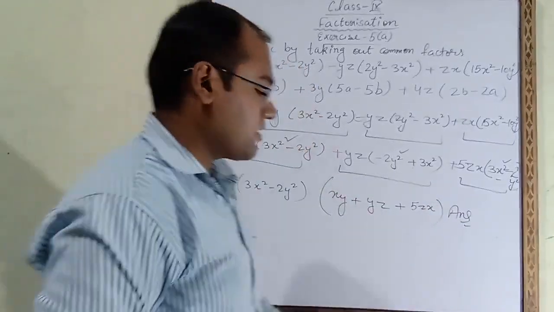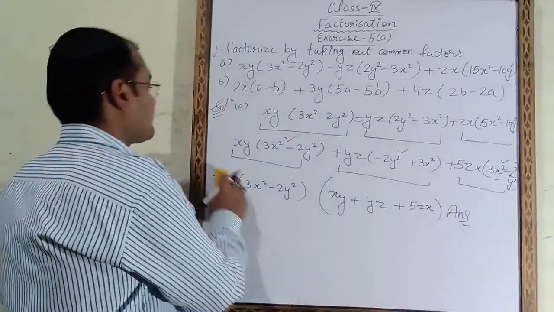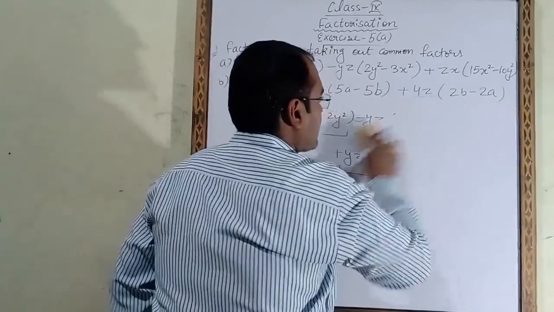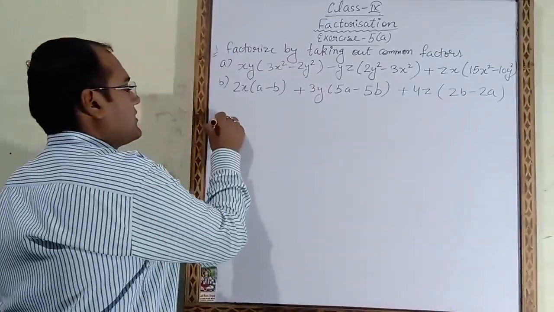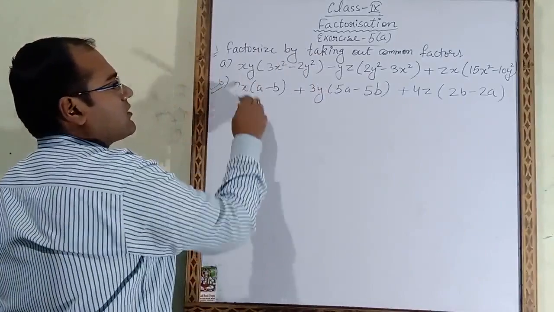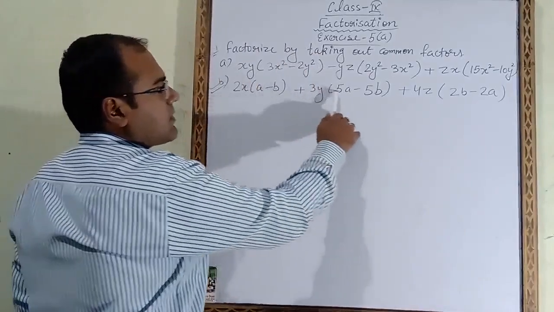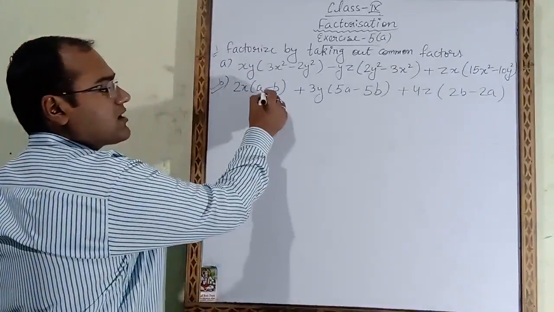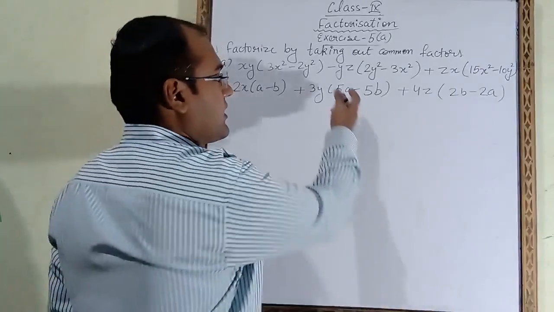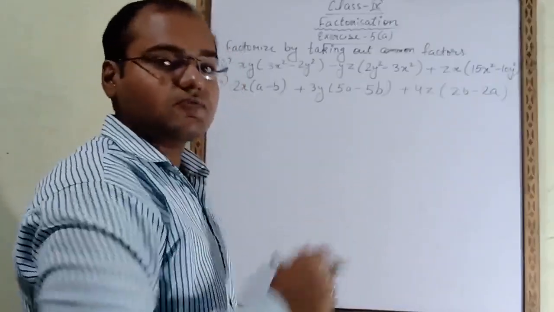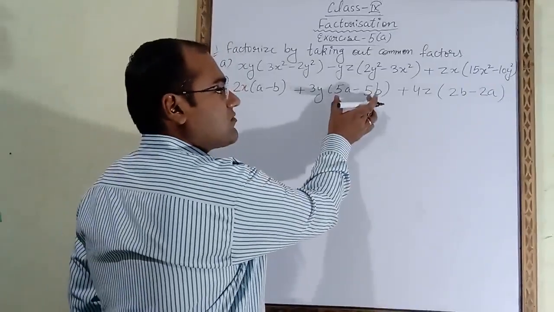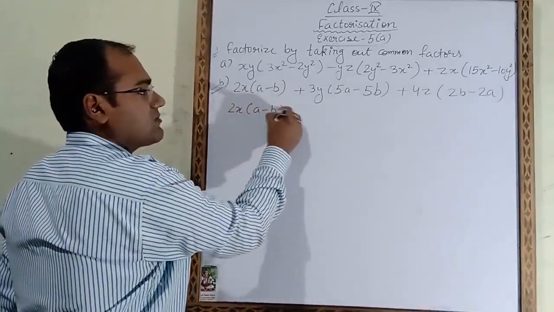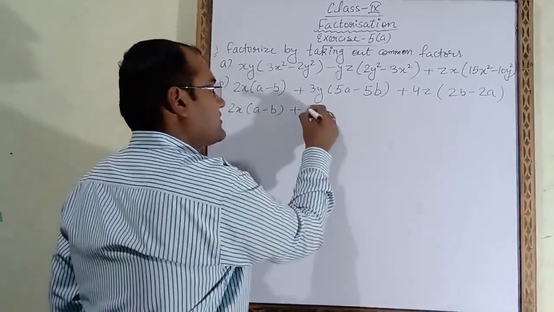Now see one more part, part number 2. The second part is 2x bracket a minus b, 3y bracket 5a minus 5b plus 4z bracket 2b minus 2a. So here in the first bracket we are observing a minus b is coming, but in the second bracket a minus b is not there. 5a minus 5b is there. So what will we do? We will take 5 common. So this one we have to write as it is, 2x into a minus b plus 3y as it is.